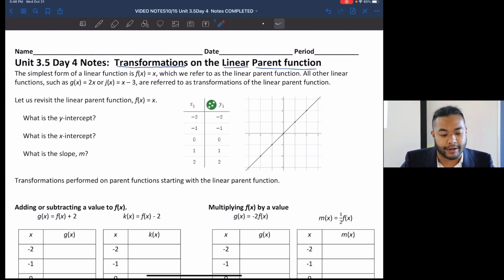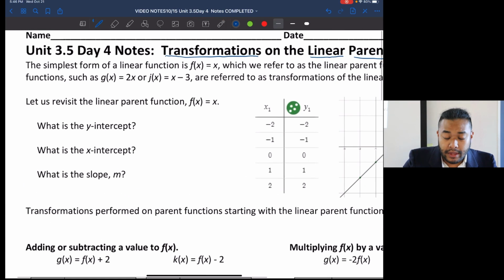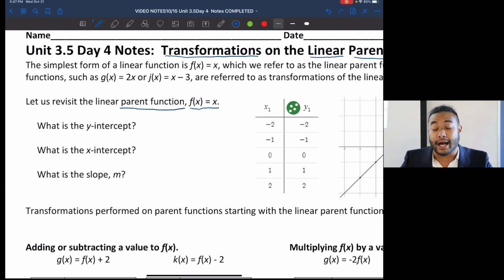All other linear functions, such as g of x equals 2x, or j of x equals x minus 3, are referred to as transformations of the parent function. That might seem a little complicated, but let's break it down in baby steps. The first thing I need to look at is the parent function, f of x equals x. We call it the parent because this is the simplest form of this function. Everything else just kind of comes from it.